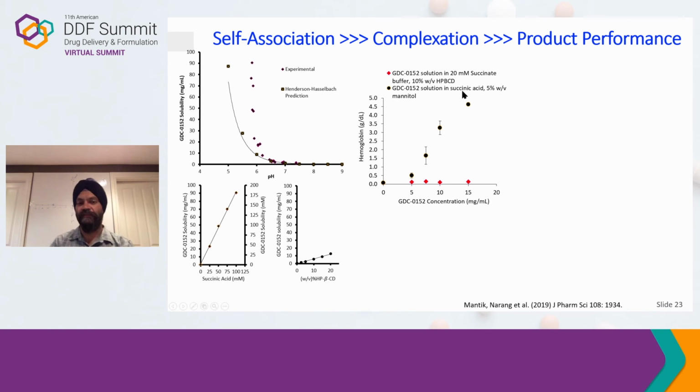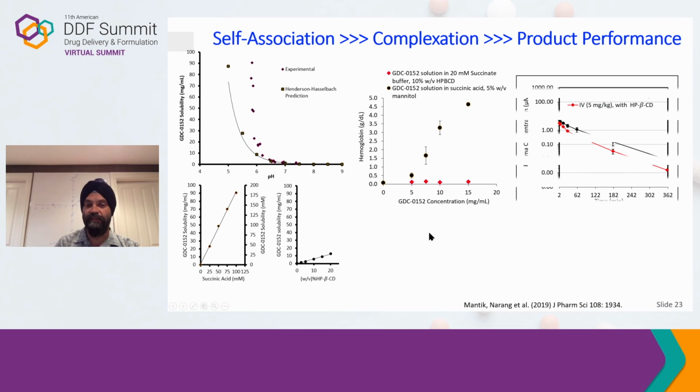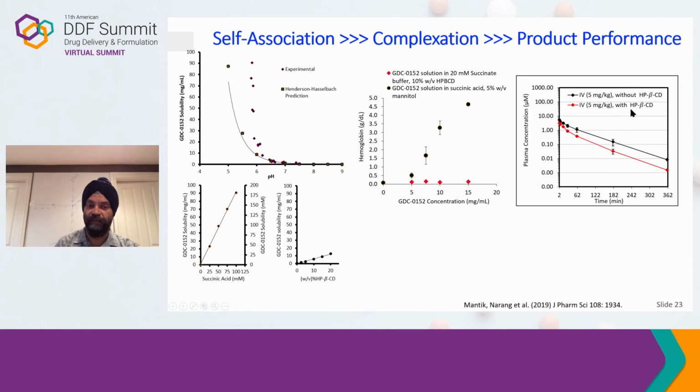So when you see a formulation with succinic acid alone, you see a lot of release of hemoglobin, which indicates toxicity to the RBCs. Whereas a formulation with cyclodextrin, you don't see that. It's pretty flat at the bottom. And that's very, very counterintuitive. You would try to figure out what's happening here. We also see a difference in the plasma concentration time profile in a formulation with and without cyclodextrin.